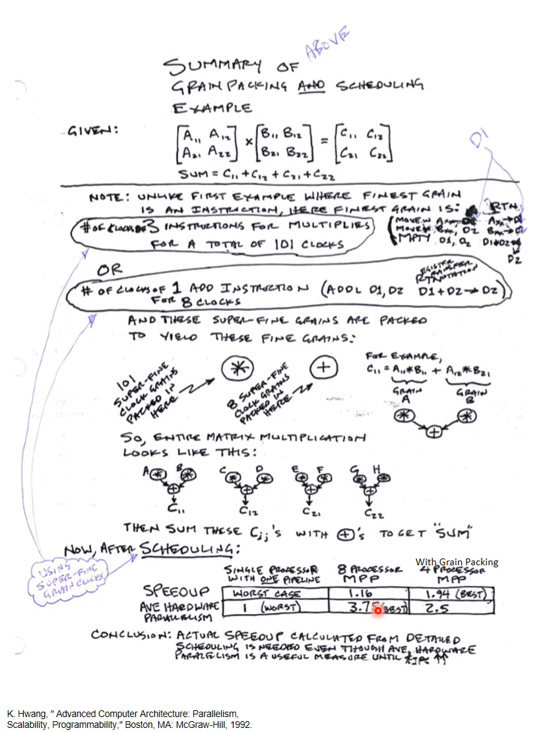And then with the grain packing and 4 processors, we get the best speed up compared to the single processor of 1.94, and then less parallelism, but it's still the better thing to do. So the conclusion is actual speed up calculated from detailed computation or detailed scheduling is needed, even though average hardware parallelism is a useful measure until you really consider the IPC in detail.